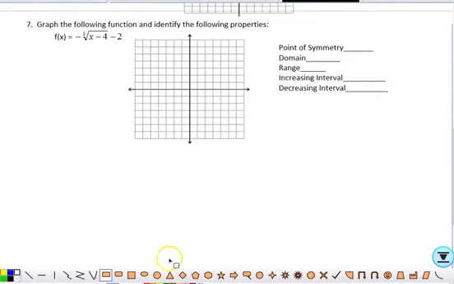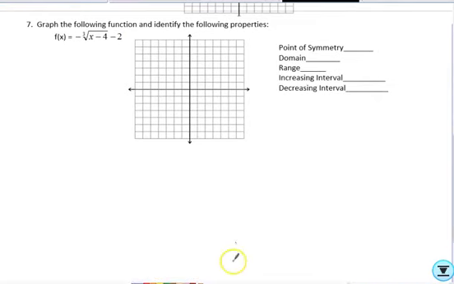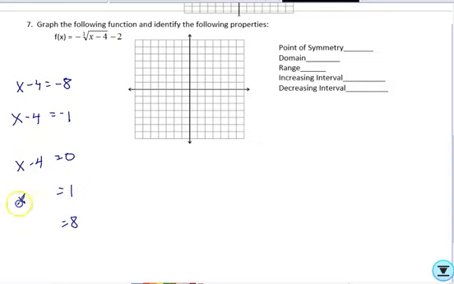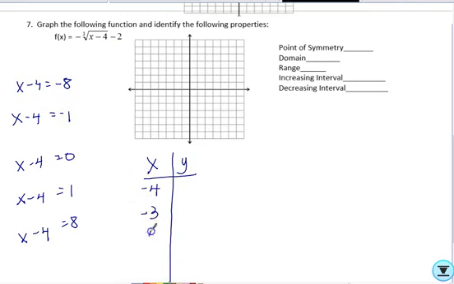Okay, now for 7, we have a cube root. Now it's a cube root. So now for 7, I want my argument equal to -8, -1, 0, 1, and 8 to get my key points to graph. I get my x's from those points. So I add 4, add 4, add 4, add 4, and add 4.